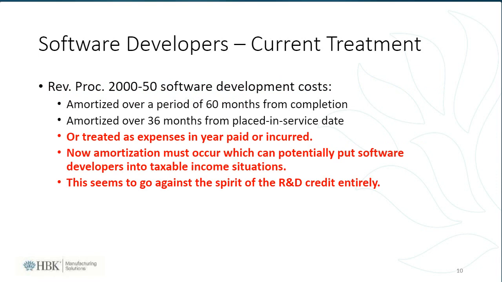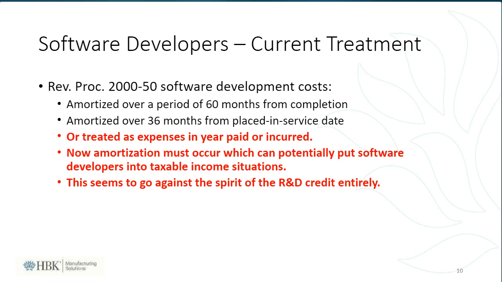Software developers, current treatment. Software right now, typically software developers under this Rev Proc 2000-50 have to amortize their expenses over 36 months or 60 months from the completion date, or expense them in the year paid and incurred, which is typically what everybody does, other than electing to amortize them, is they're going to expense them. We have software companies that expense their software development costs and create net operating losses or create other losses, or have used those expenses to generate and stack R&D credits until they're profitable. But now they're going to be faced with amortizing these over 5 years.